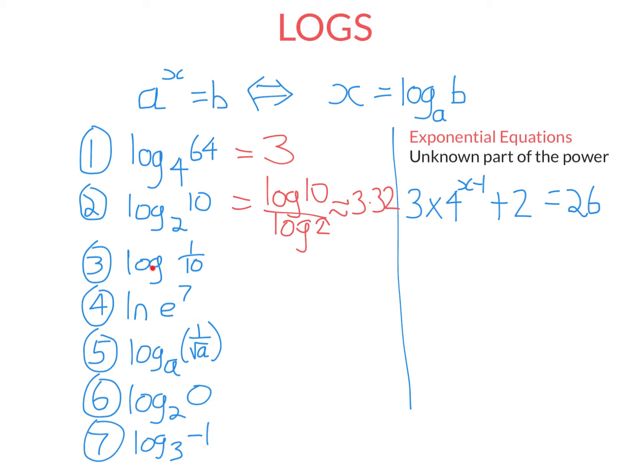Now, when you just see a log by itself with no base, you assume it's base 10. So, log base 10 of 1 over 10 is saying, what do you raise 10 to get 1 over 10? And that's, of course, minus 1. 10 to the power of minus 1 is 1 over 10.